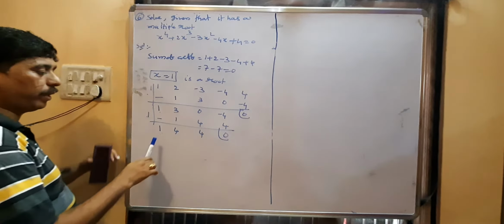Now 2 roots are 1 comma 1. Fourth degree equation has 4 roots, out of 4 roots 2 roots are 1, 1. The remaining second degree quotients you have are 1, 4, 4, so you can write x square plus 4x plus 4. This can be written as x plus 2 whole square equal to 0. That means x plus 2 equal to 0, then x equal to minus 2 comma minus 2. Therefore roots are 1 comma 1 comma minus 2 comma minus 2.